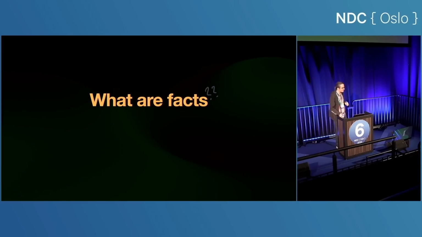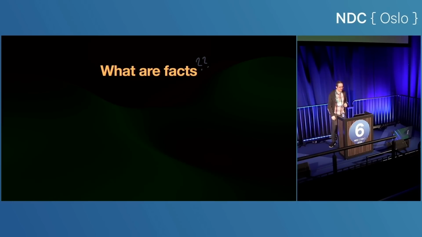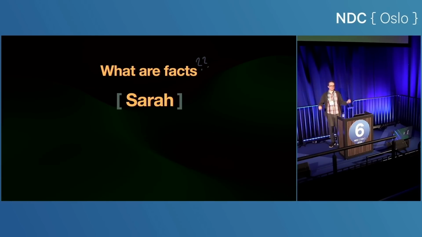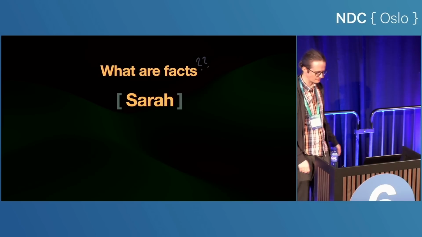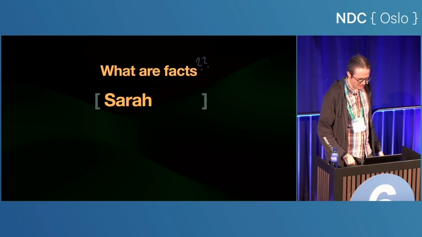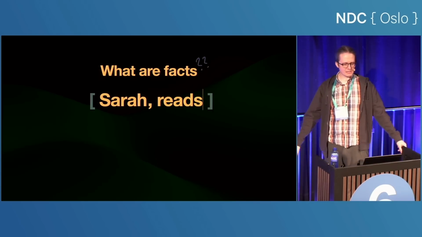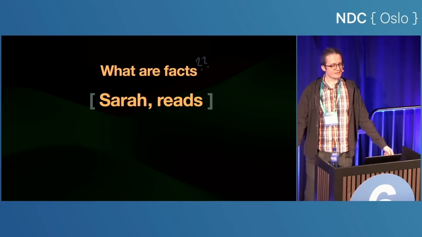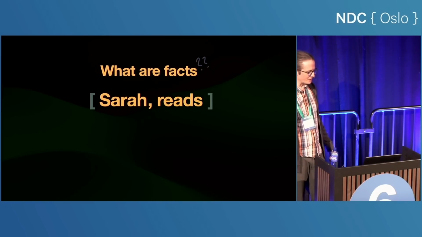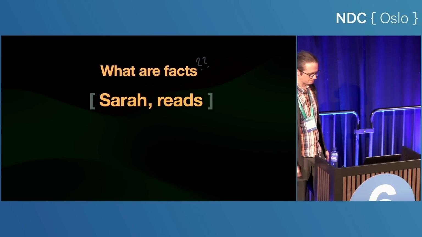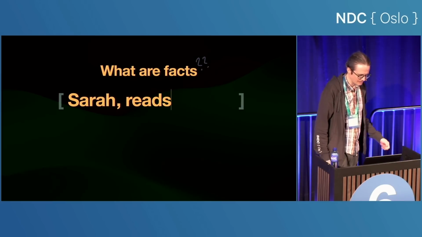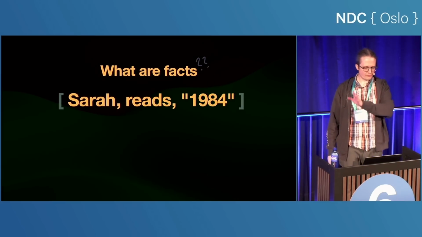We will start out very simple. Is Sarah a fact? No. Sarah is not a fact. What about Sarah reads? Well, it is a complete sentence, but I will argue that it is not a fact yet. How about now? Sarah reads 1984.